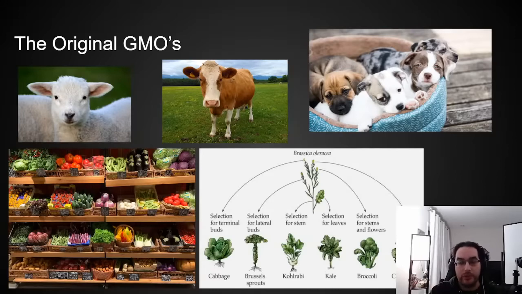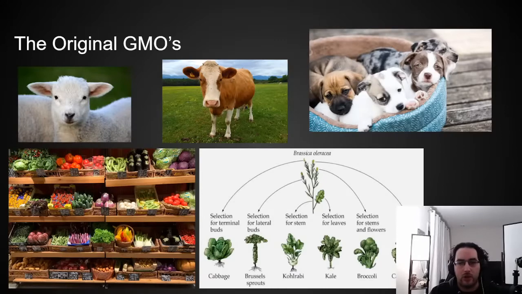I mean, we've been doing this literally since we started agriculture. We've been doing agriculture as a species for, I think, in the range of 6 to 10,000 years. There's some gray zone there. But basically as soon as you're doing agriculture, you're doing genetic modification. It just is the way that it is.